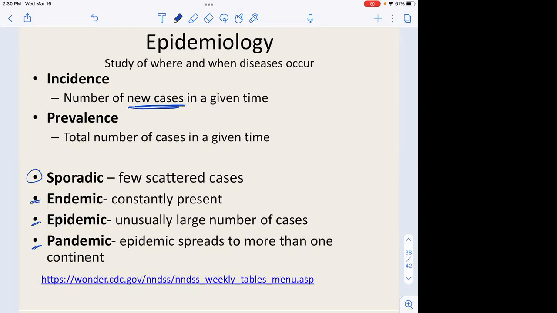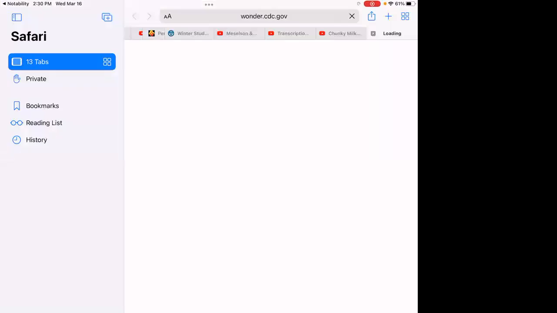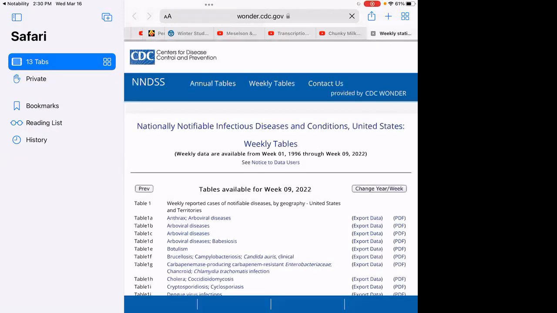So you should ask yourself, how do we know what's a usual number? There are lots of infections where, if you go to the doctor and get diagnosed with a certain disease, doctors have to report that to the CDC. So if you go to the CDC website here, there's an example of this in your book as well.